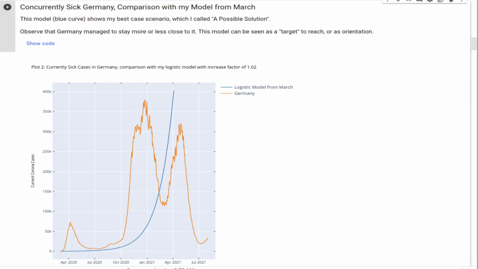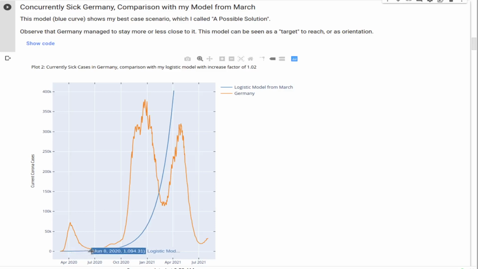In this plot, you can see the concurrently sick in Germany in comparison with my model from March of last year. So the concurrently sick are the number of infected minus the number of recovered. So it's really the people who are concurrently sick, and those are the ones who are infectious. Here in orange you can see the number of concurrently sick in Germany. It starts in April of 2020 and goes up to August 2021. And in blue you can see my logistic model, which I developed in April of 2020.